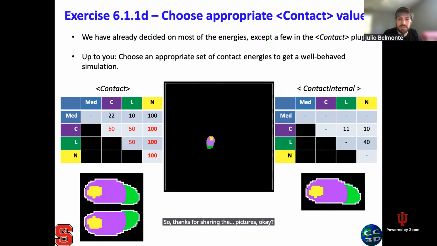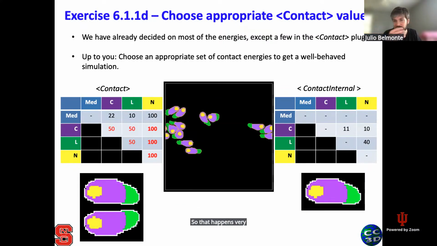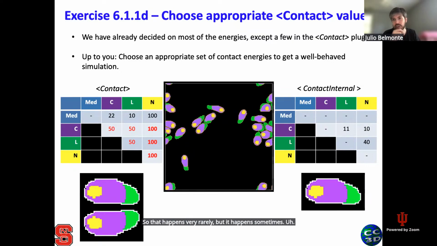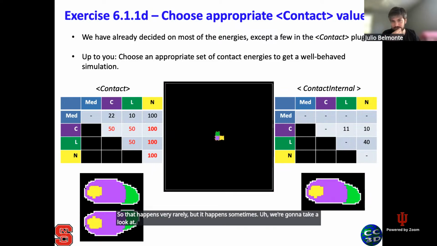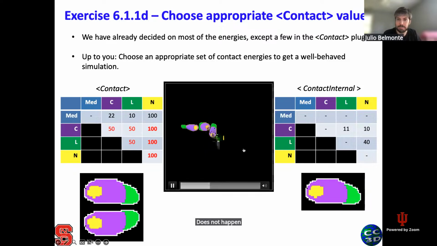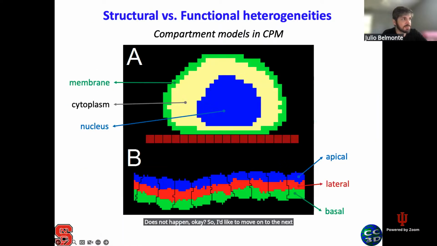So sometimes the mitosis division can get an error and may lose the nucleus. That happens very rarely, but it happens sometimes. We're going to take a look at exactly how we can change the cluster-mitosis plugin to make sure that this does not happen. Okay. So I'd like to move on to the next exercise.